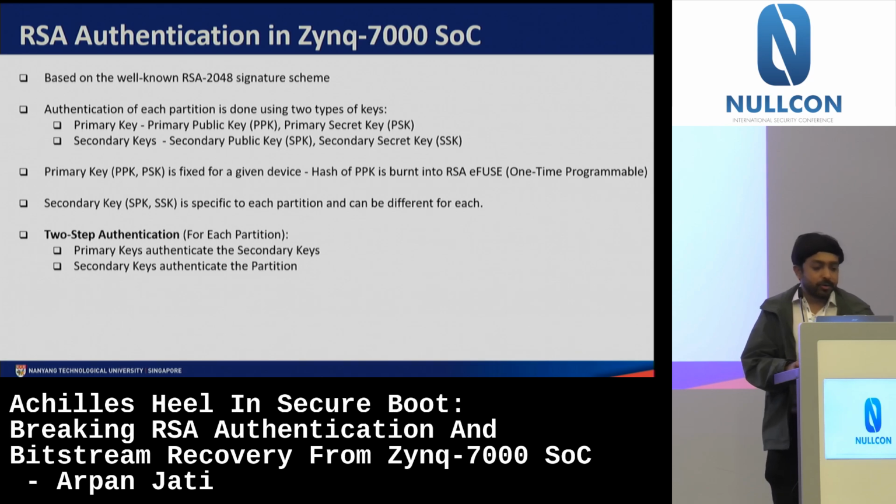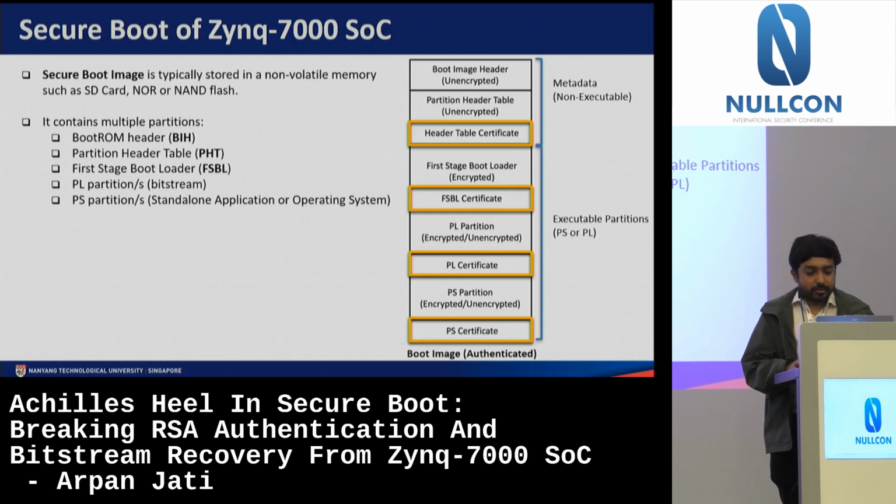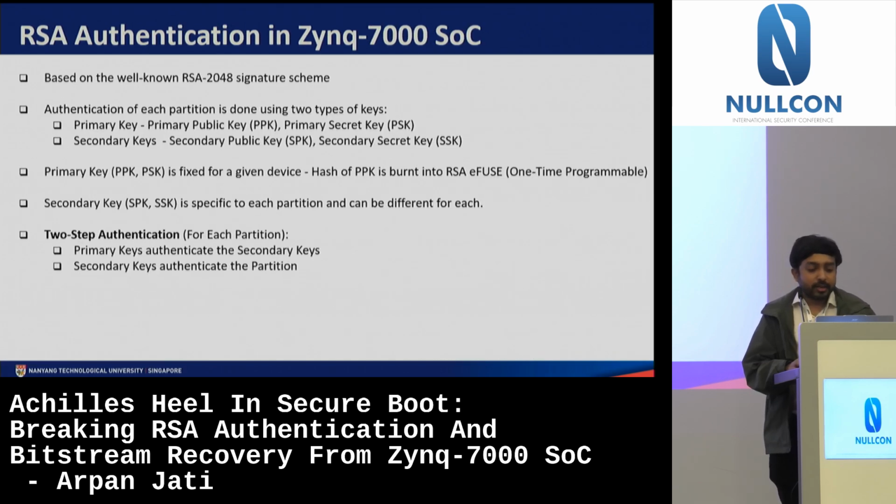So there are some more details. One of them is that the signature scheme we use is RSA 2048, and there are 4 different keys: the primary public key (PPK), the primary secret key, and the secondary public and secret keys. So there is this hierarchy, but why is it required? The main requirement is that only one of them is protected.